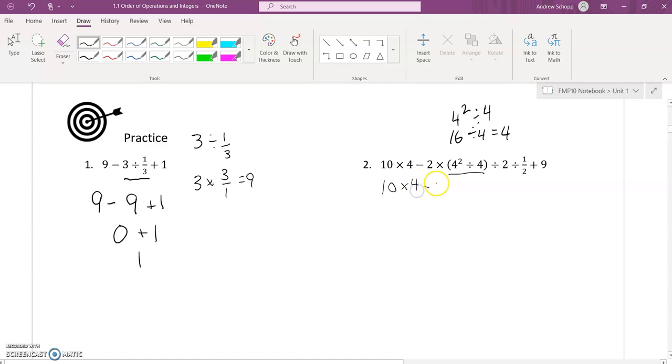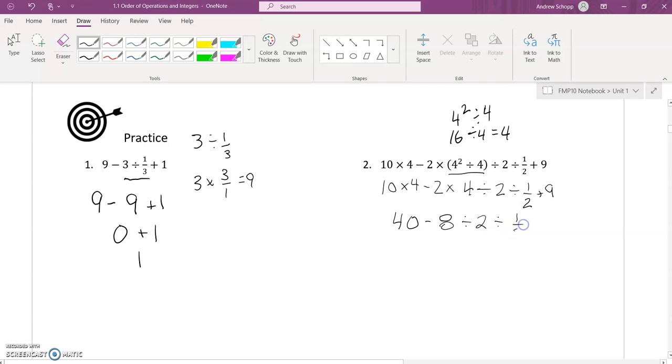10 times 4 minus 2 times, now the piece I've simplified here inside brackets is 4, divided by 2, divided by 1/2, plus 9. Now I have multiplication, subtraction, division and addition. So we know that out of those, we start with multiplication and division on the left. So the first thing is 10 times 4. We can simplify that to 40. Minus, now we have 2 times 4, and I can rewrite that as 8. And then I'm going to need to divide 8 by 2 next.